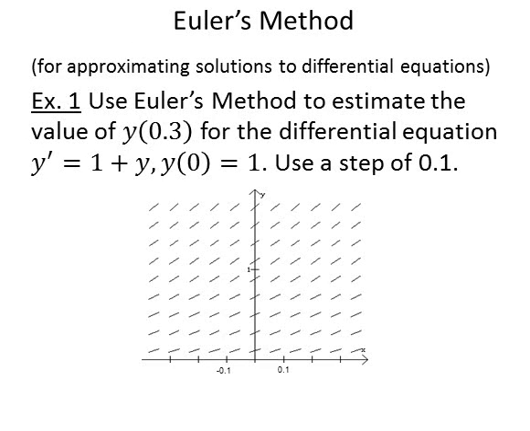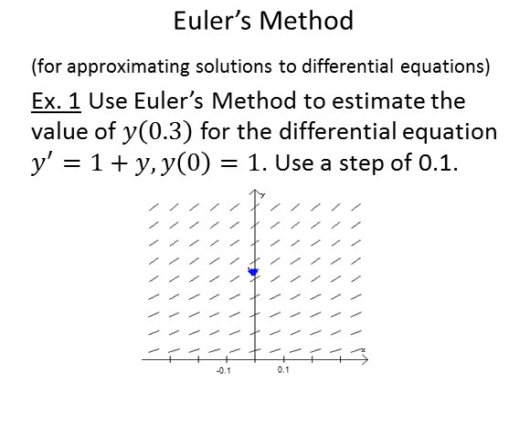In my first example, I'll demonstrate how to use Euler's method to estimate the value of y when x equals 3/10 for the differential equation y prime equals 1 plus y if y of 0 is equal to 1. So here's the idea behind Euler's method. First, the solution we'll approximate passes through the point (0, 1).